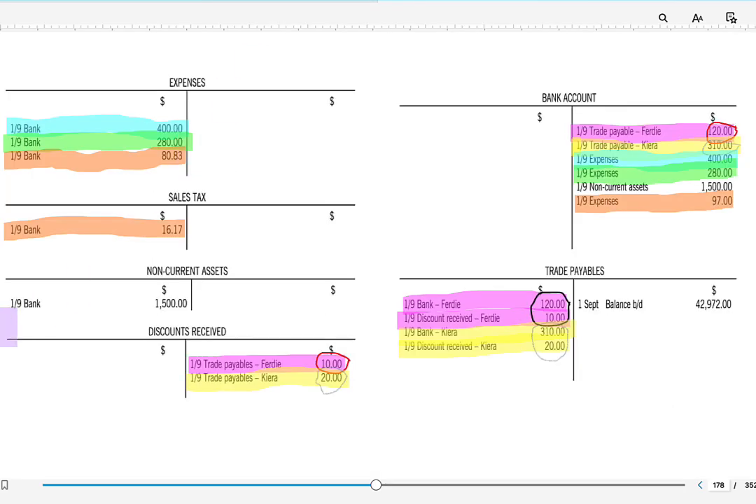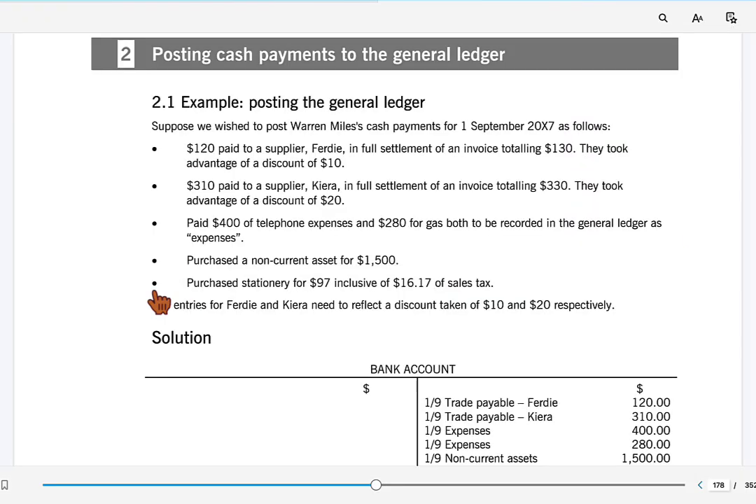Step 1. Record the asset. Debit non-current assets with $1,500. Step 2. Record the payment. Credit bank with $1,500.